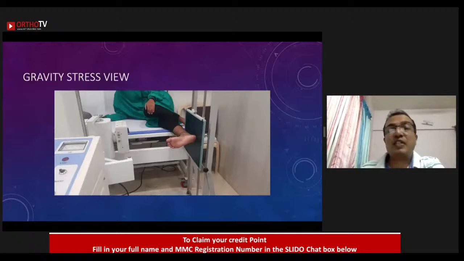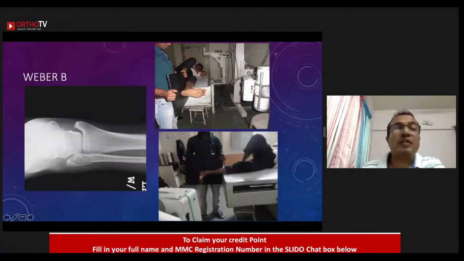This is gravity stress view, where the fibula is facing down. So you are hanging the foot with lateral side down, and you see if it is a transsyndesmotic fibula fracture, you see opening of the medial joint space. That will show you the unstable syndesmosis. This is just to evaluate, but don't take the X-ray like that. We will not expose this man.